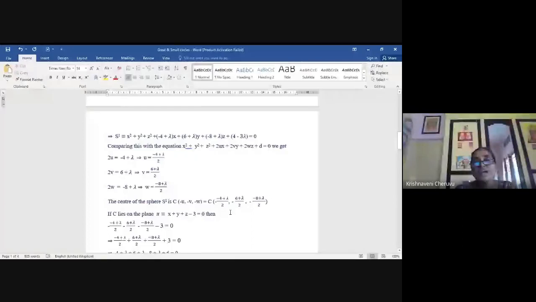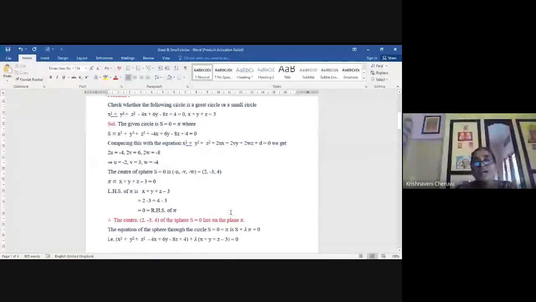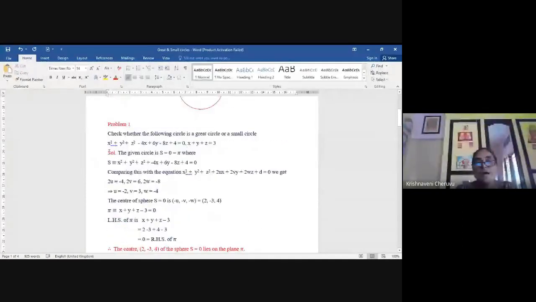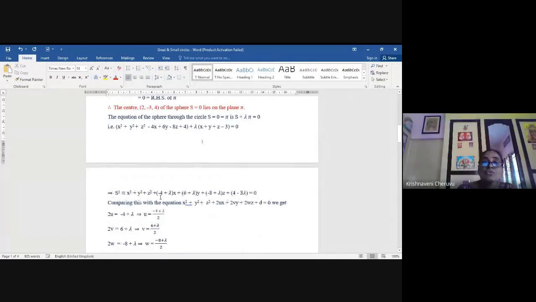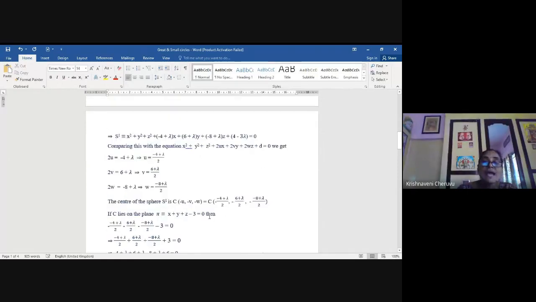See here, what did I do in the first step? I checked whether the center of the given sphere lies on the plane. The same way, I found out now a new sphere which is passing through a circle, and I'm finding out whether this center of this sphere also lies on the given plane. So for that, I took the left hand side. If at all C lies on the plane, the center of this new sphere lies on the plane, it will satisfy the equation of the plane.